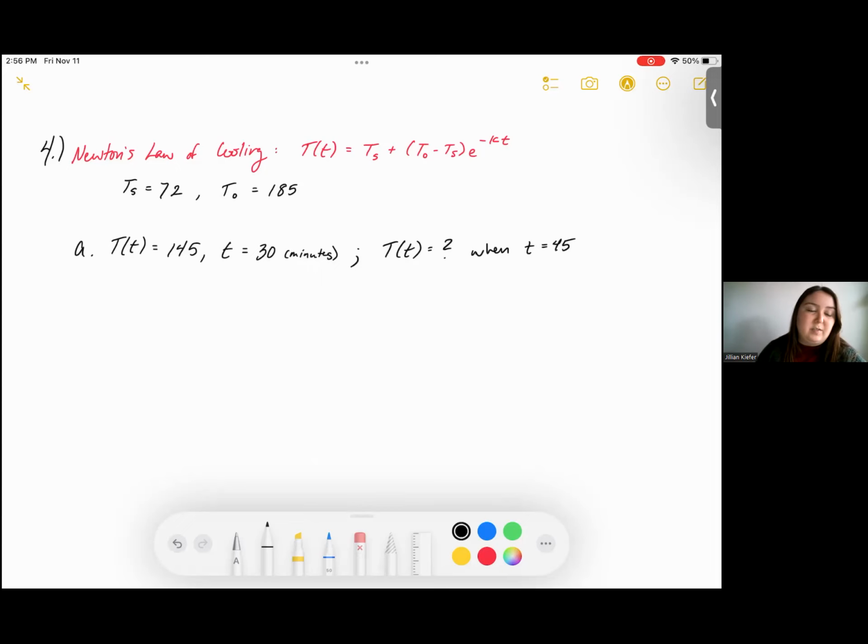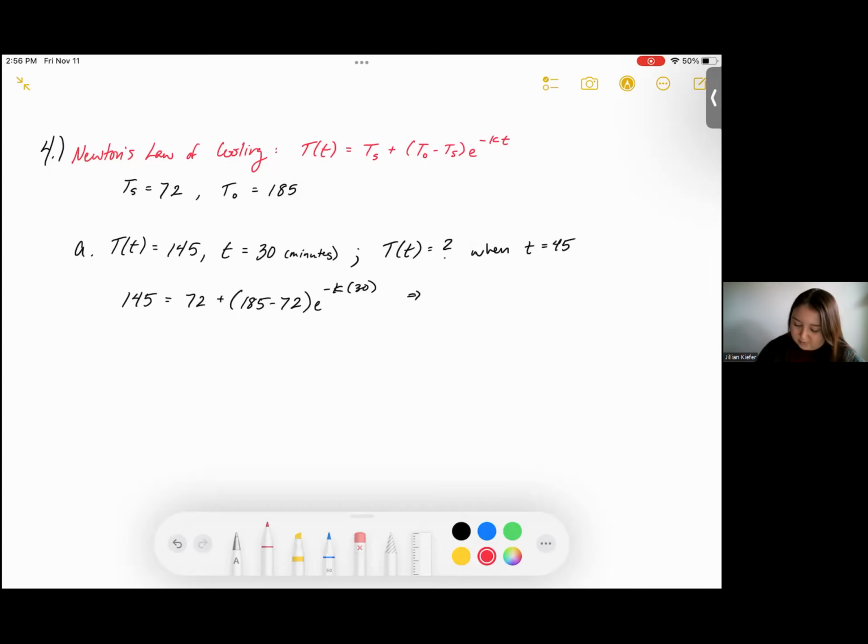So all right, we're going to plug all of these values into our equation. So T of t is going to be 145. T sub S is 72. T naught is 185 minus 72 times e to the power of negative k times time, which is 30. So we said 30 minutes, our temperature of our turkey was 145 degrees. So we have to use 30 for t. All right. So this is our equation. We want to simplify down as much as possible. So we want to simplify the exponential equation first.